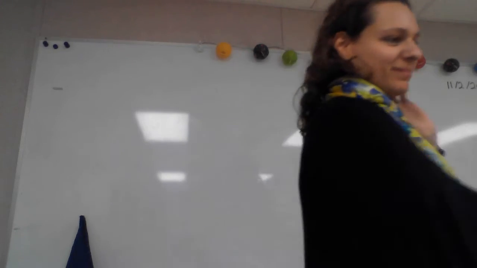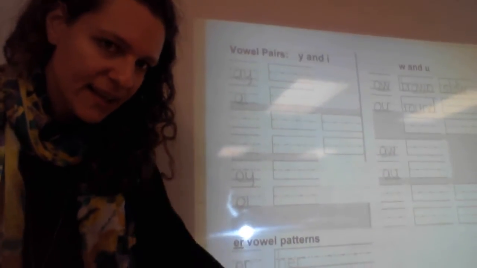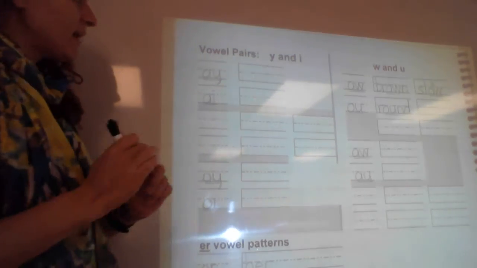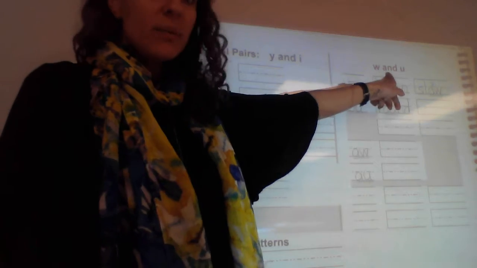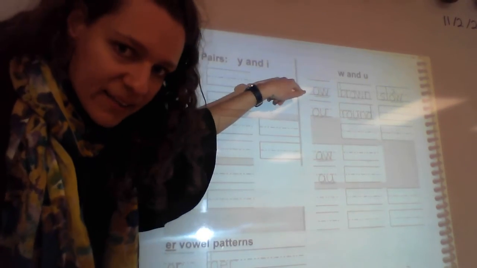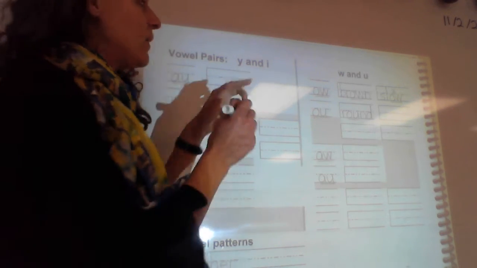All right, second grade, we're going to review our words from earlier today and get them in our notebooks. So you can start on page 4. At the top of our page, we've got our vowel pairs, our Y and I, and then our W and U ones. On the first line here, what do we have written here? Good, ow, o.